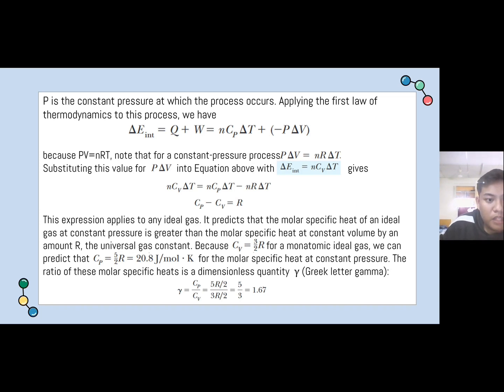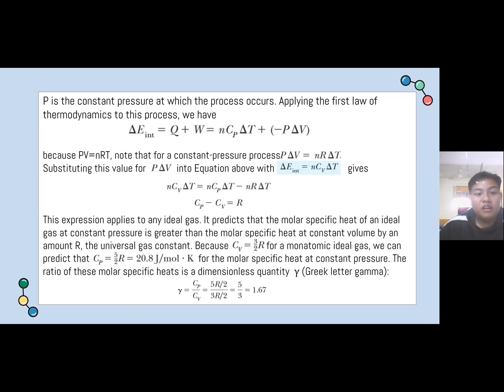the final result will be C_P minus C_V equal to R. So this expression applies to any ideal gas. It predicts that the molar specific heat of an ideal gas at constant pressure is greater than the molar specific heat at constant volume by an amount R, the universal gas constant.